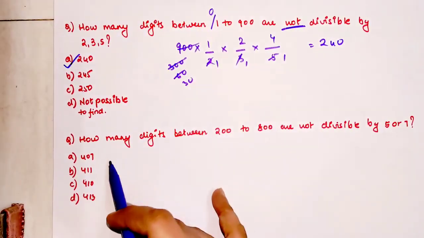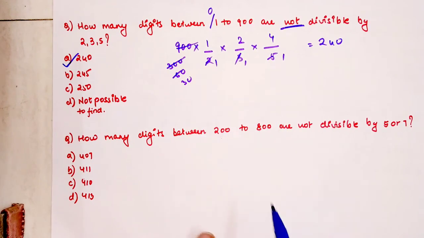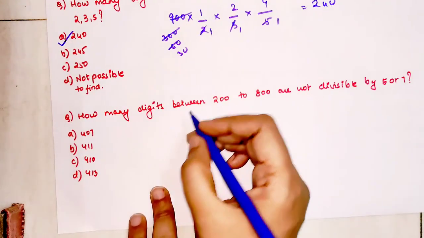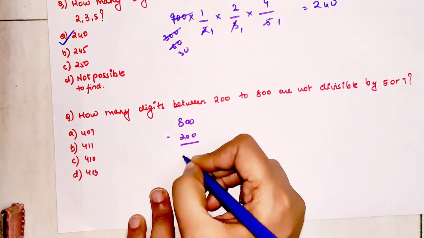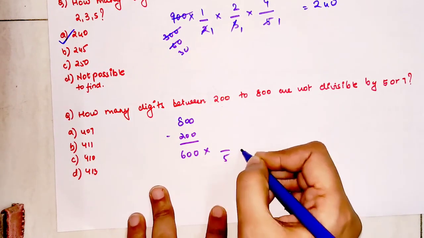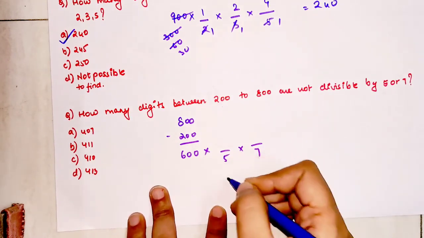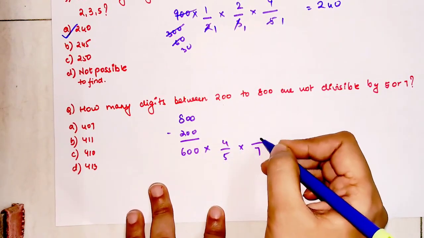But what happens if your starting number is not 1? It will be 200 to 800. Then what you do is, first you do the subtraction. So 800 minus 200, what you get is 600. Now you will multiply this by 5 and 7. The numerator will be 1 less than 5, which is 4, and 1 less than 7, which is 6.